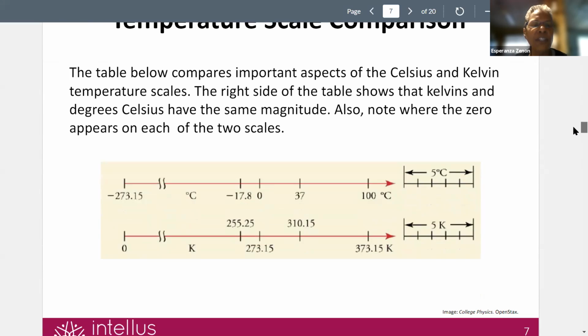So they give a nice visual here that shows you the comparison between the two scales. And you can see the comparison there, okay? So they're showing that the temperature, you notice they have 5 degrees Celsius, 5 Kelvin on the far right. What they're reminding you is that the temperature difference is the same. The magnitude of the temperature difference is the same on either scale, okay?